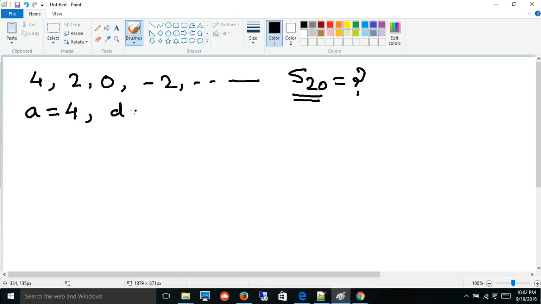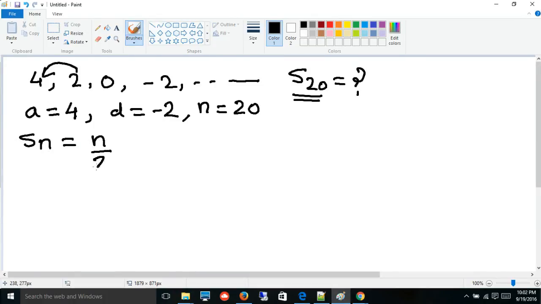Now we will calculate the value of D. We know how to calculate the value of D: this number minus this. So 2 minus 4, how much? You will get minus 2. And what is the value of N? The value of n is 20. Now we will apply the same formula. Sn equals n divided by 2, (2a plus (n minus 1) into d).